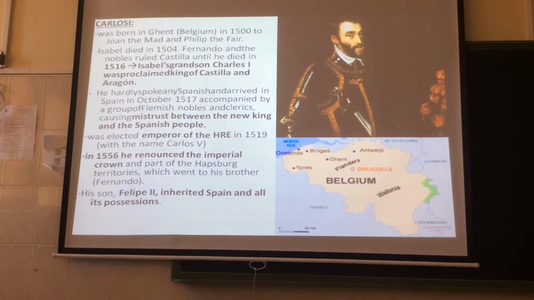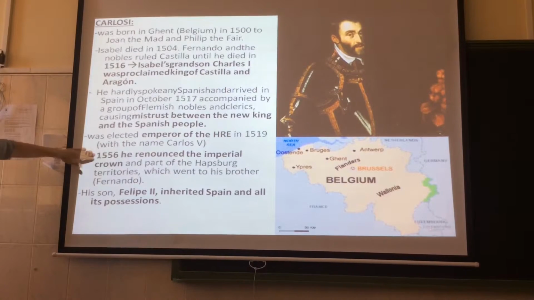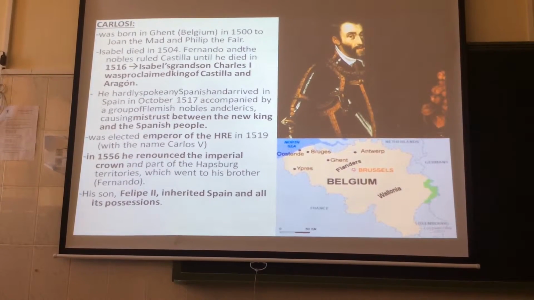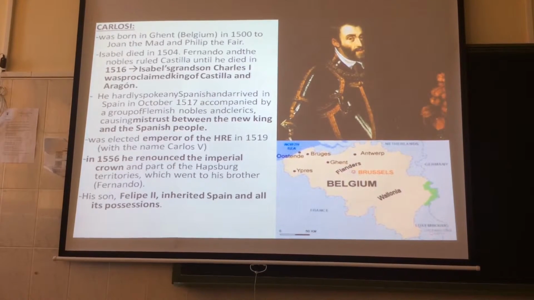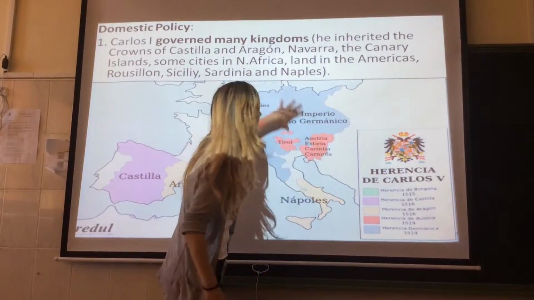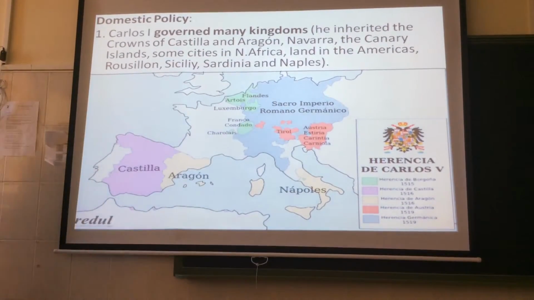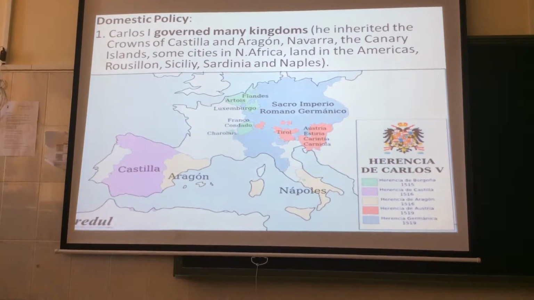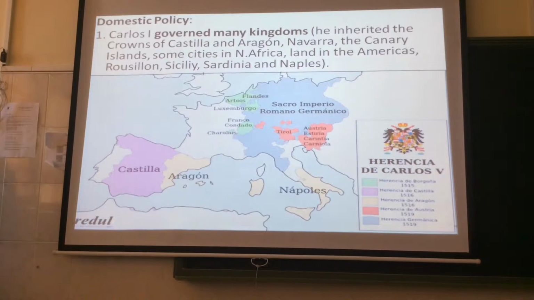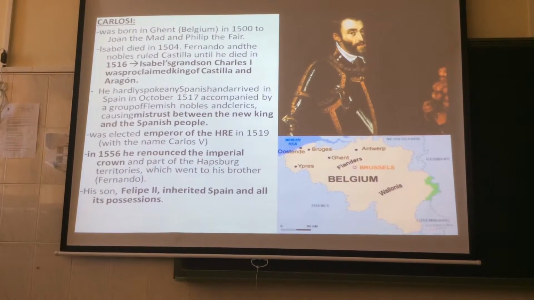Later he was elected, in 1519, he was elected emperor of the Holy Roman Empire. So there he becomes Charles V of Germany, right? Eventually, much later, these last 2 points are just talking about how his kingdom ends, right? In 1556, he renounces the imperial crown, so the Habsburg part of his territory, which is basically this, up here, the Holy Roman Empire, and this, goes to his brother, Ferdinand. And the Spanish part, all of this down here, goes to his son, Felipe II, right? So he inherits Spain in all of his positions, right?